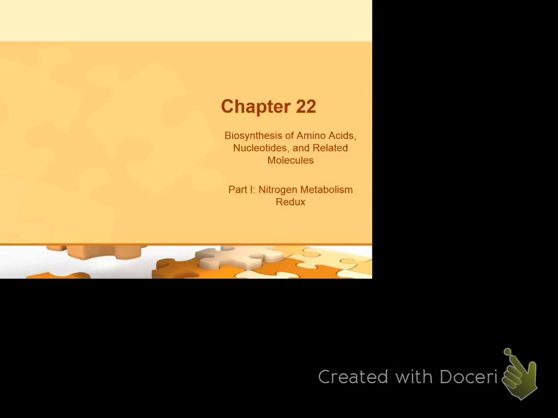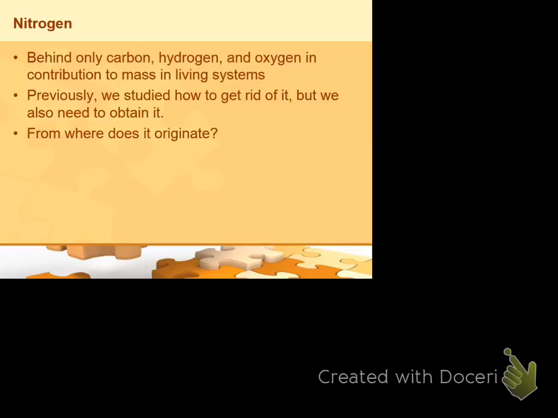But now we're going to start with the biosynthesis of amino acids, a little bit with nucleotides, not a whole lot, and some of the other biomolecules. And to begin that, we actually start with nitrogen, because we've already discussed how to get rid of nitrogen, but we actually need to know where it comes from. From where does it originate? Because behind only carbon, hydrogen, and oxygen, it's number 4 per mass in all of the living systems. So we actually do need a lot of nitrogen, but we also know that it's a little difficult to get rid of it. So where does our nitrogen come from?